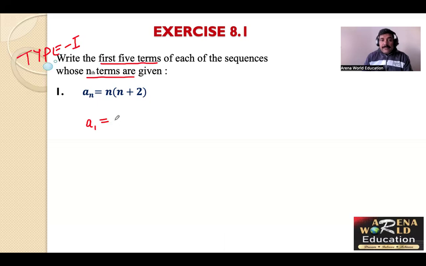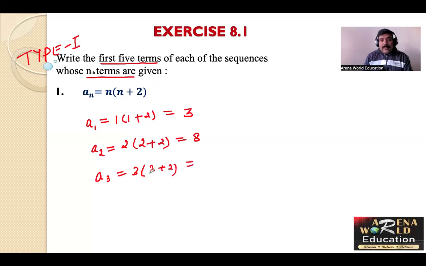So A1 means we are just replacing n with 1, right? So this will be what? 1 into 3. So it will be 3. Similarly, what will be A2? Yes. So replacing n with 2. So 2 into 4. So this will be 8. Now A3. A3 will be what? Same process. We are replacing n with 3. So 3 into 5. So 3 fives are 15.